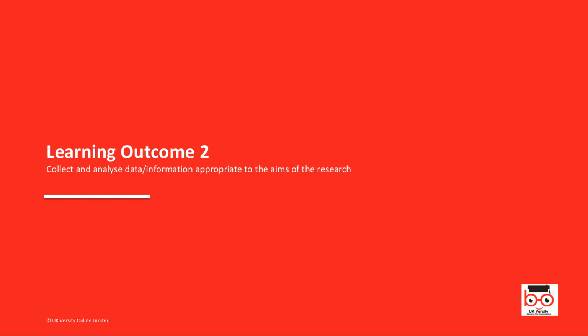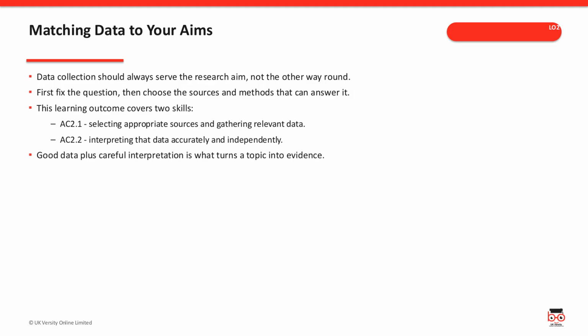Welcome to the second learning outcome. This one is all about the practical side, collecting data that genuinely fits your aims and then interpreting it accurately and honestly. The golden rule here is that data collection should serve your research aim, not the other way round. You fix the question first, then choose the sources and methods that can actually answer it.